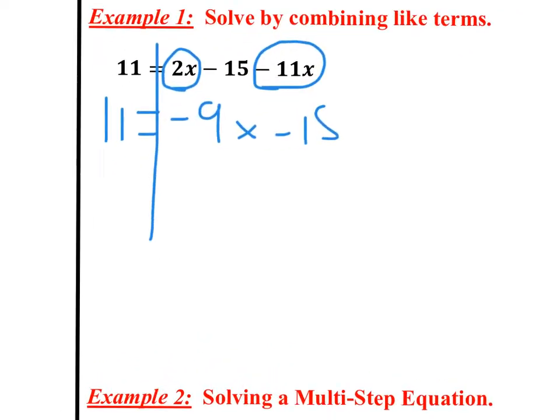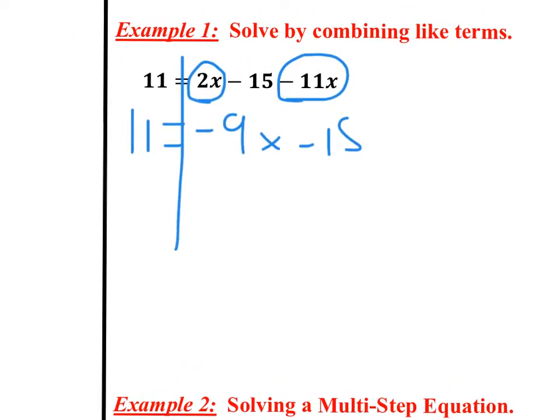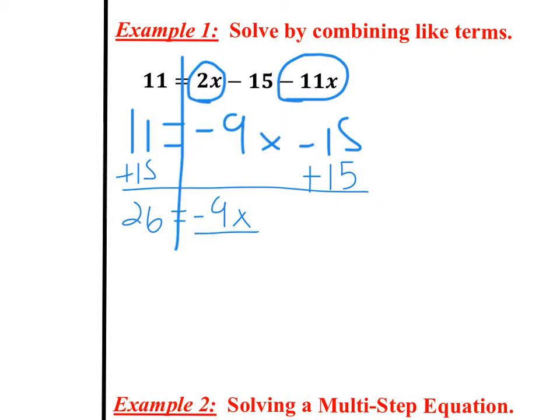Now we look at a two-step equation like we worked on yesterday, and the first thing I would want to do is get rid of the minus 15 by adding 15 to both sides. So then my equation would say 26 equals negative 9x. And now I would get rid of the negative 9, which is multiplied to x. So to undo multiplication, I'll use division and divide by negative 9 for x.